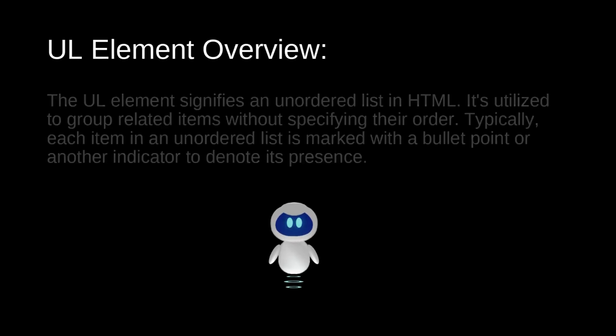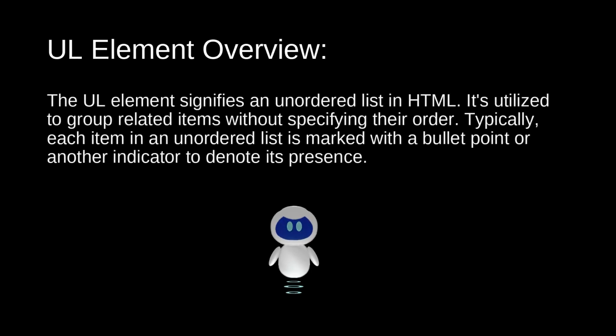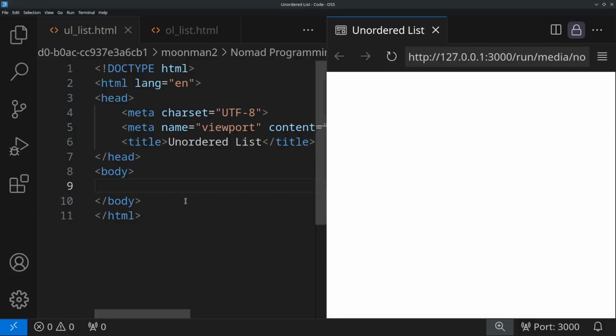Unordered list element. The unordered list element represents an unordered list in HTML. Unordered lists are used to group together related items where the order of the items is not important. Each item in an unordered list is typically displayed with a bullet point or some other marker to indicate its presence. Now here is a simple example of how to create an unordered list.